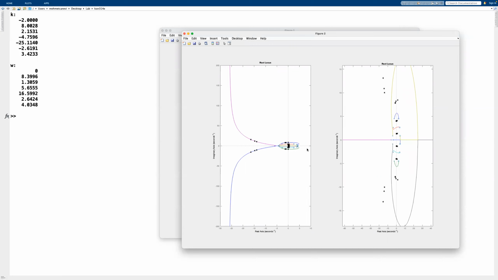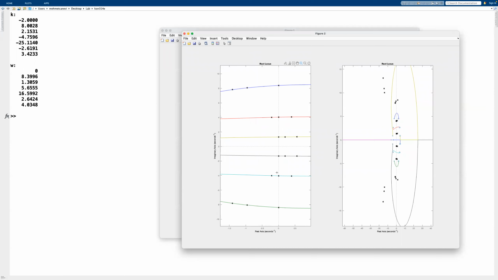Since the order goes up, it's becoming more and more crazy. But you can see all the crossings are marked here and also here. And we can see 2.1531 is now kind of the upper bound, and the system should be stable between -2 and 2.1531.